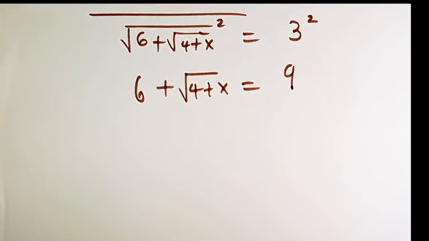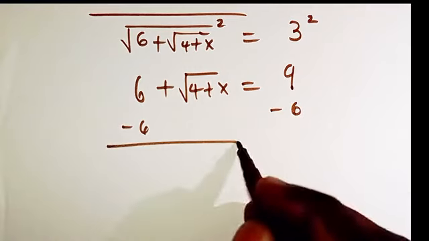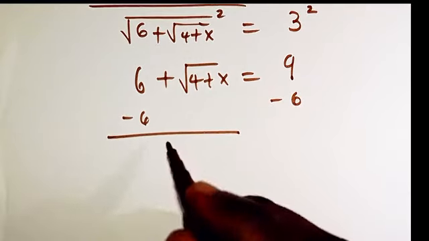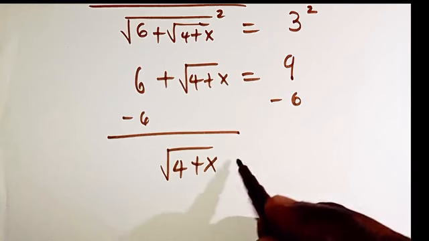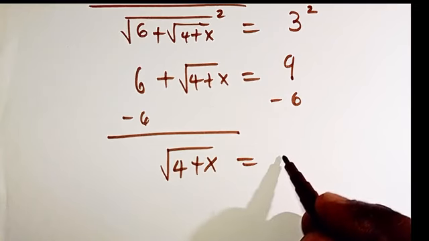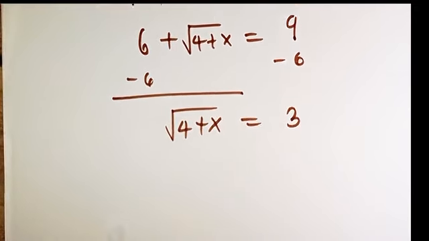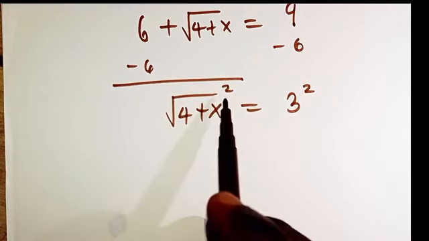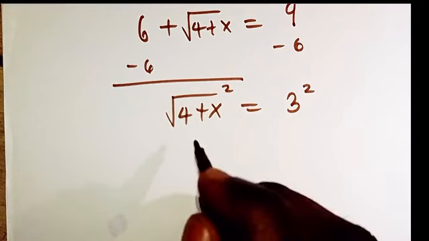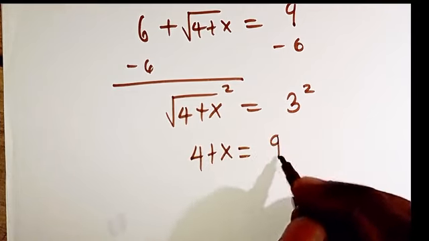Are you following? So what did I do? I subtract 6 from both sides. So what do I have left? I have root 4 plus x equals 9 minus 6. We have 3. So what am I going to do again? I will still have to square. I square this, and the square cancels the square root. We're going to have 4 plus x equals 9.